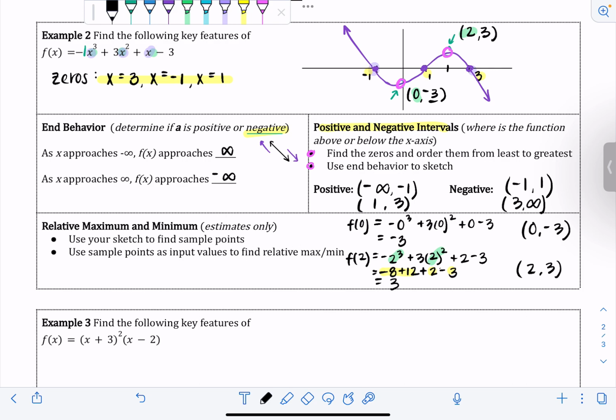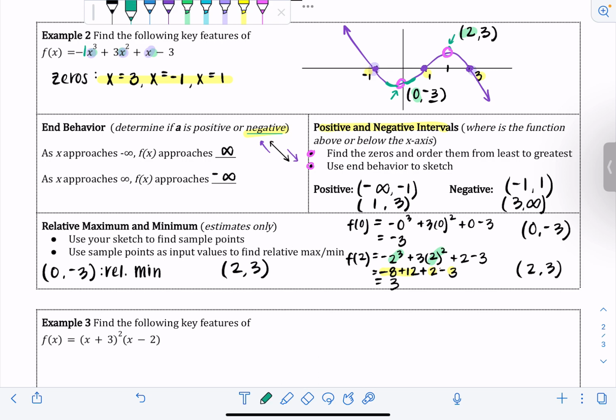And then we just want to decide if those are maxes or mins. I'm going to rewrite those points over here where I have a little bit more space. So 0, -3, and then 2, 3. So now we just have to decide whether they're max or min. So for 0, -3, that is this point right here, and it's directly below the point surrounding it. So that would be a relative minimum. So 0, -3 is a relative min.